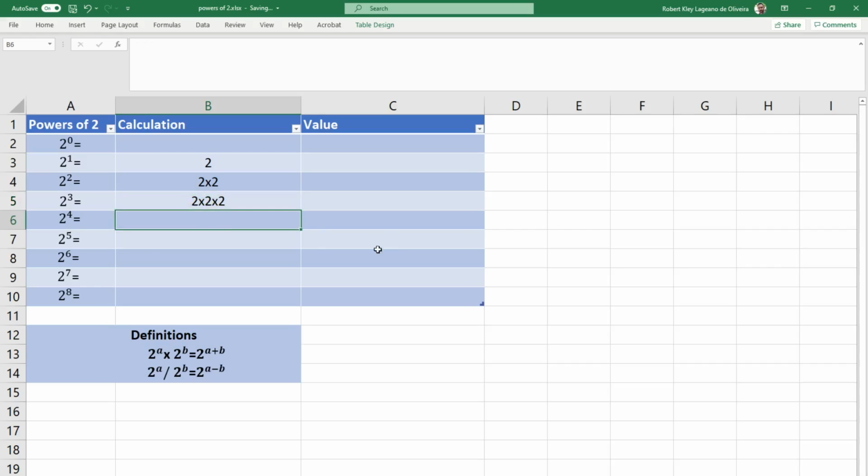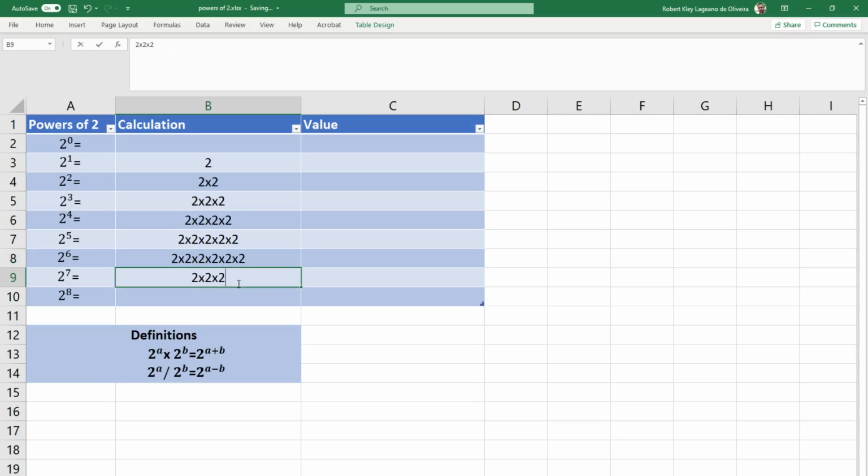Now 2 to the power of 4 is just basically multiplying 2 four times, following the same definition. 2 to the power of 5 is exactly the same thing. Now we have a 2 five times, so it's a multiplication of 5 number 2's. 2 to the power of 6, the same thing. We need to multiply 2 six times. 2 to the 7, 1, 2, 3, 4, 5, 6, 7. 2 to the 8, 1, 2, 3, 4, 5, 6, 7, 8.